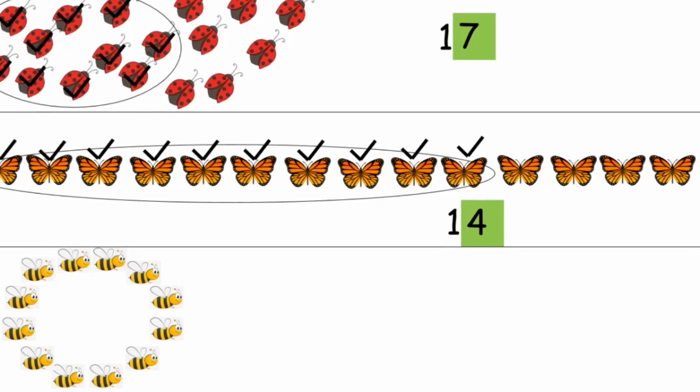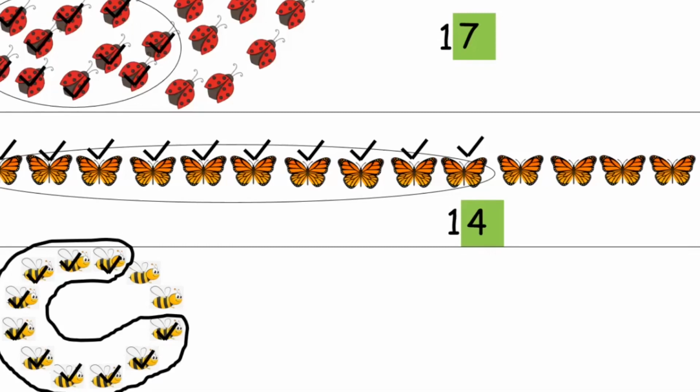Oh, look at those bees. The ladybugs were all scattered, and that was kind of difficult for us to count, but we did it. And then the butterflies, they were just flying in a row. Now look at these bumblebees. Looks like they're flying in a circle. Well, no problem. I think there's more than 10. I'm going to count 10 and see. 1, 2, 3, 4, 5, 6, 7, 8, 9, 10. Well, there are more than 10, so I'm going to circle that 10 because I know in that circle there are 10. Very good. How many extras?